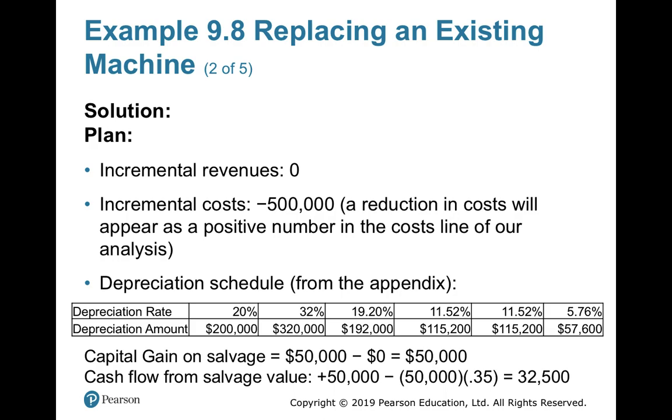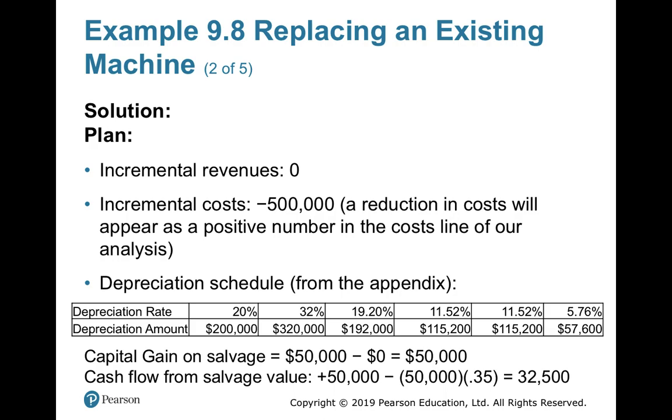Incremental cost 500,000. See, if you buy the new machine, the incremental cost of the new machine will be minus 500,000. That means minus minus plus, the cost saving. Normally your cost is minus. Here it will be minus minus plus because it will save cost.